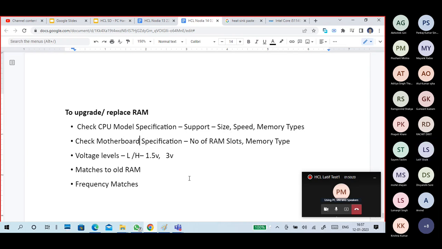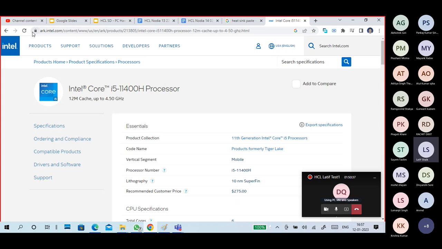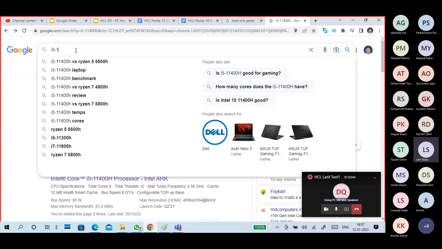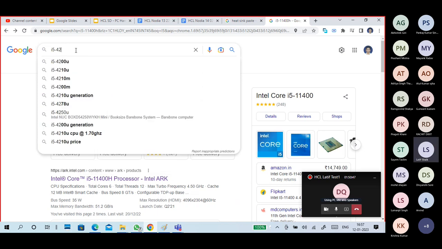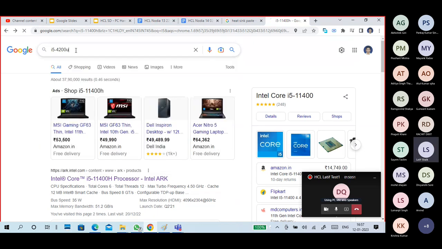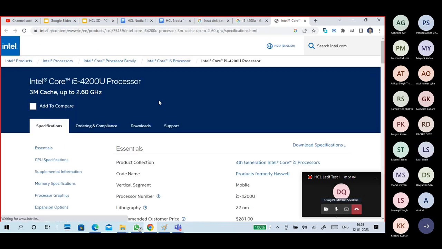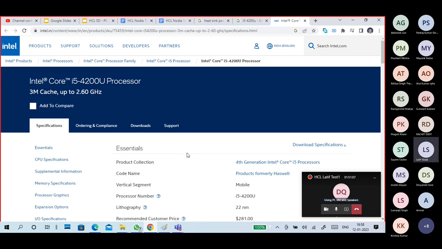Excuse me, sir. Just beside the Intel Core processor, like Intel Core i5, there is written 4200U. What is that 4200U? Which processor, i3 or i5? Intel Core i5 4200U at 1.60. Yes, sir, U represents low power consumption. Low performance, low power consumption. And the 4200U is a kind of fourth generation processor.